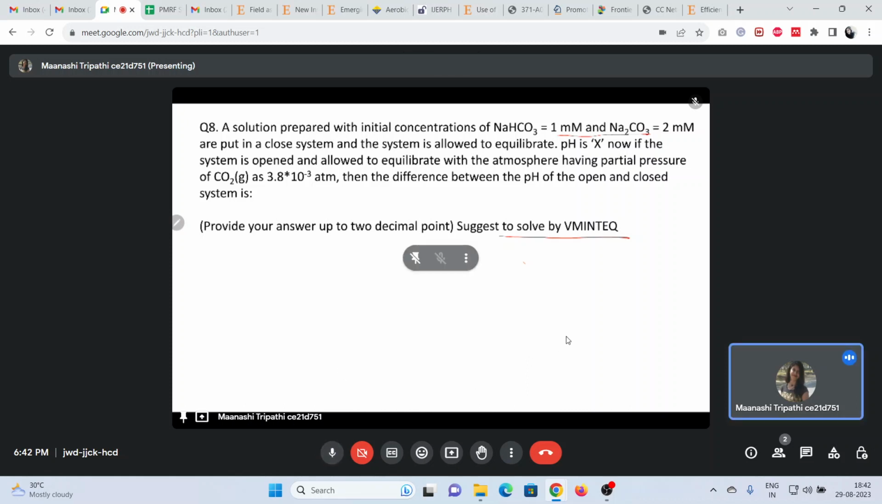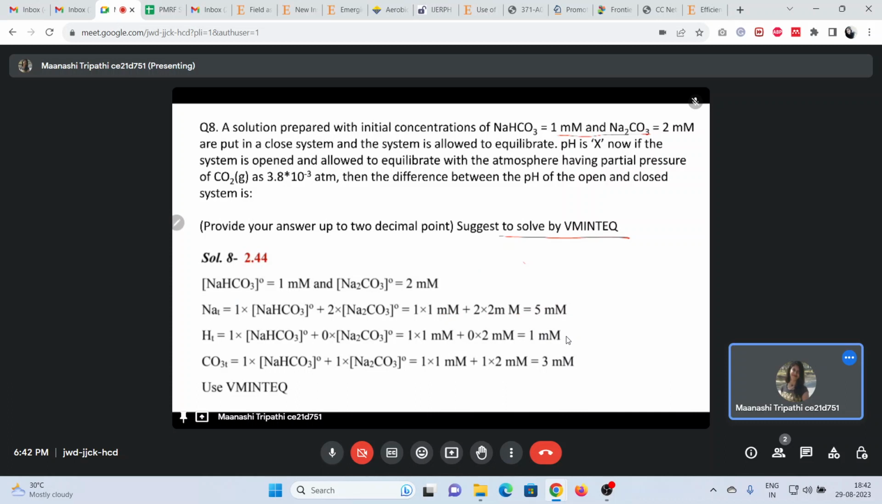So we'll see the step-by-step solution now. According to the question, we have NaHCO3 as 1 millimolar and Na2CO3 as 2 millimolar. So when we write total Na, we will write 1 times NaHCO3 because it is 1 millimolar, and 2 times Na2CO3. So this is what we got as 5 millimolar.